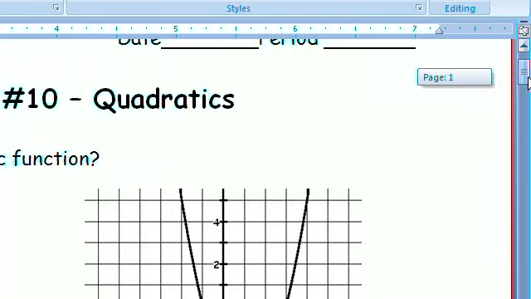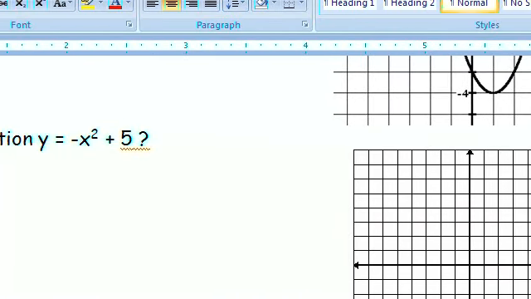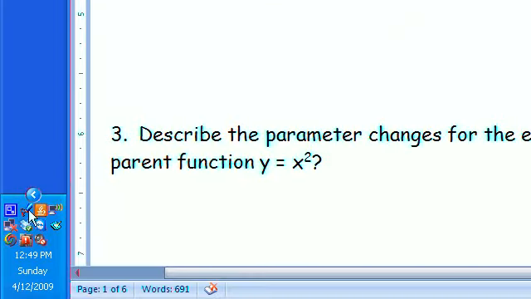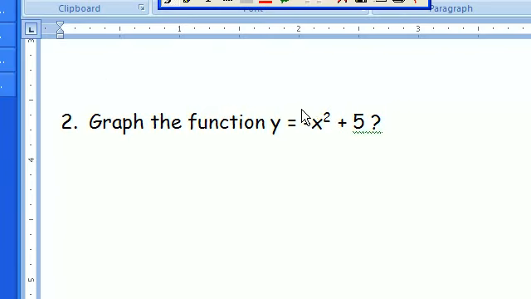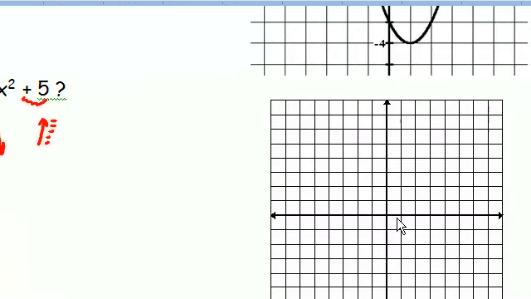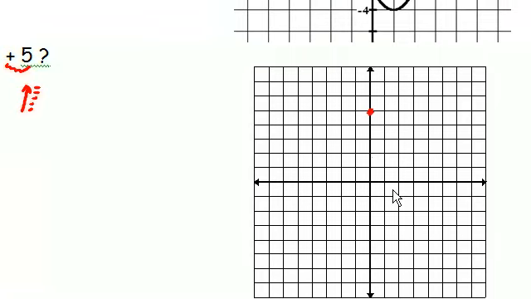Okay. Well, let's see how we do that. We know that this negative here will make our parabola concave down, so it'll look like that, and we know that our plus 5 will shift our parabola up on the y-axis 1, 2, 3, 4, 5 spots. So let's do that. So there's the vertex of our parabola, and we know it's going to open downward.